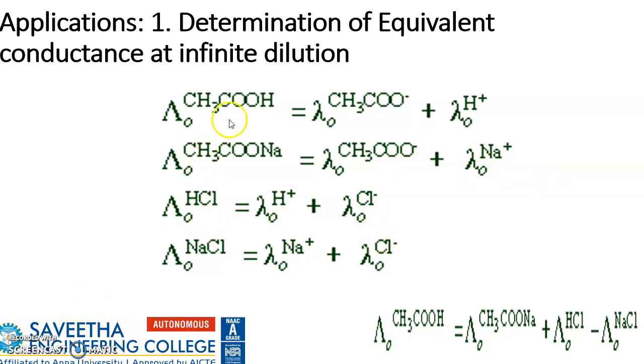And for HCl, all these are strong electrolytes: sodium acetate, HCl, and NaCl. These three are strong electrolytes. Just like algebraic equations where we can add and subtract to get the values of x and y, here also we can add the equivalent conductance of strong electrolytes to calculate the equivalent conductance of a weak electrolyte. So lambda naught of acetic acid will be the sum of lambda naught of sodium acetate and HCl minus lambda naught of NaCl.